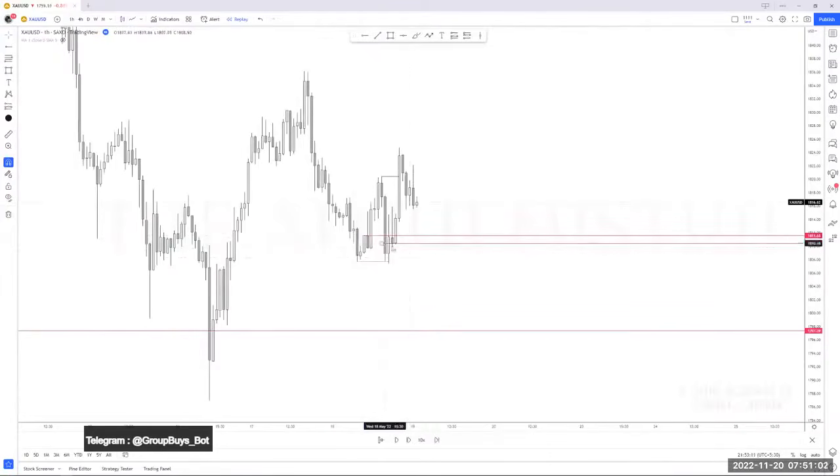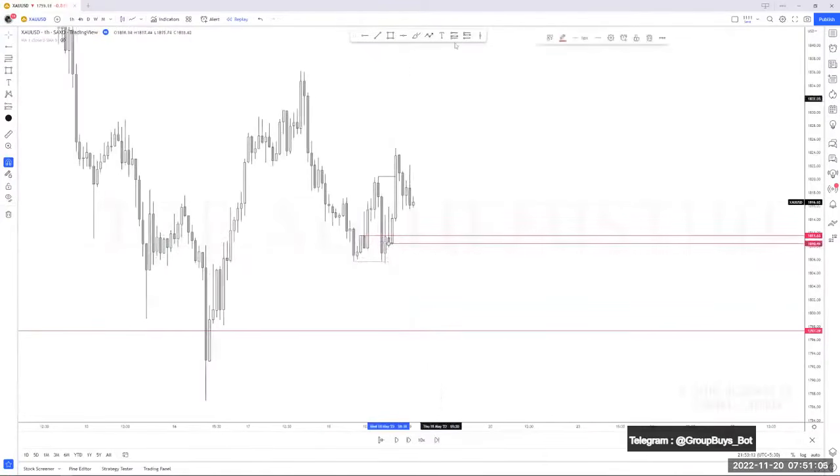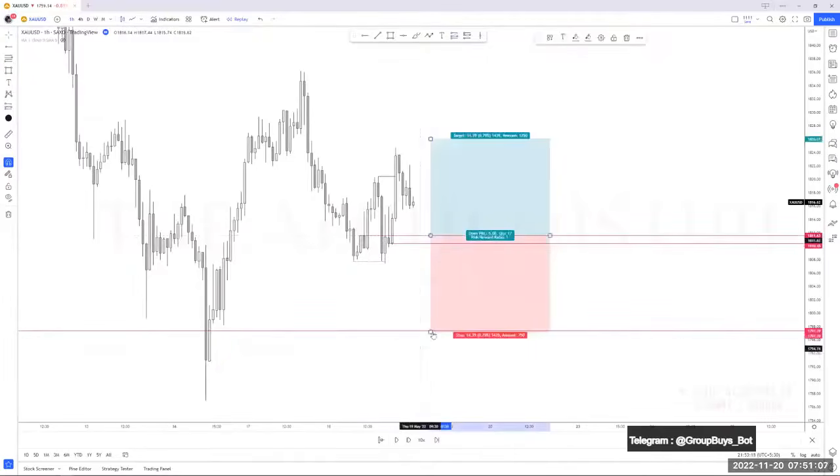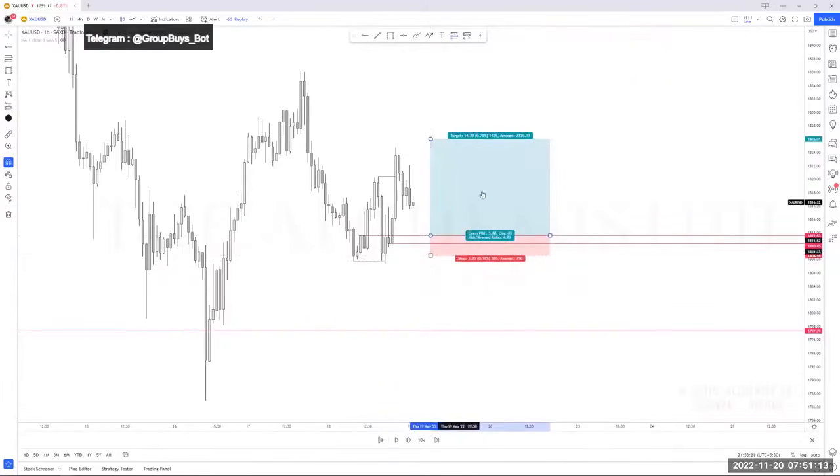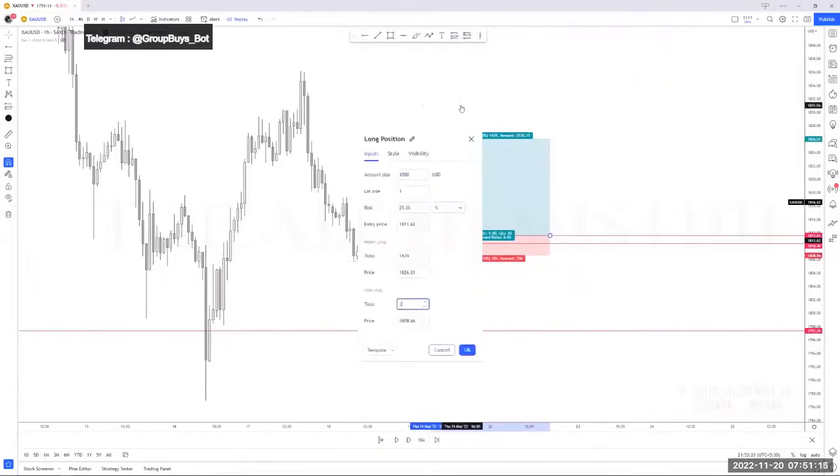So now what can we do? Now we can buy it here, with stop loss below both the POIs. 30 pip stop loss, that is what we have for MSNR. 30 pip stop loss below both the zones of interest.